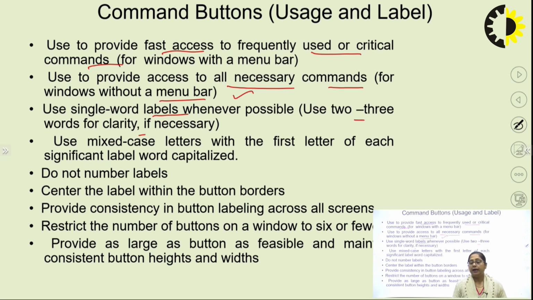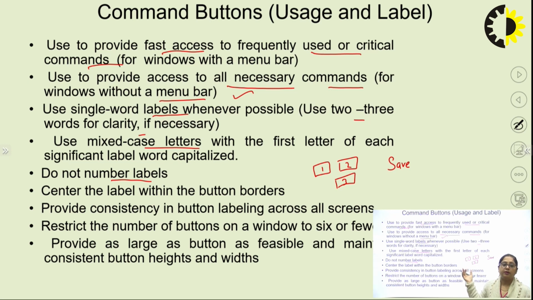You can use mixed-case letters: the first letter is a capital letter and the other letters are small letters. For the label Save, the S will be capital and the other letters lowercase. So you can use mixed case, and do not number labels. If you write buttons and label them number 1, number 2 and number 3, these numbers don't have any significance.